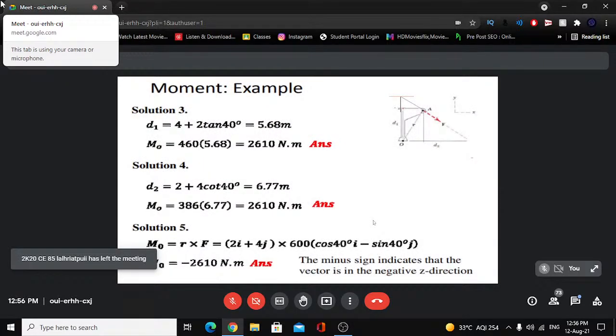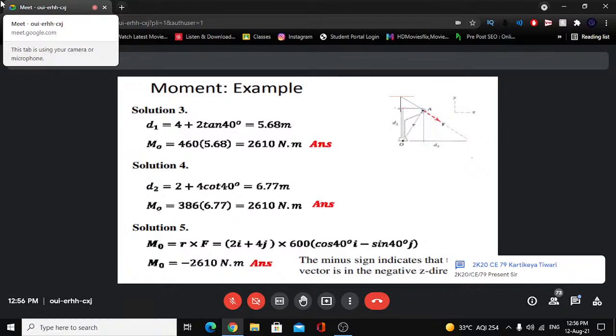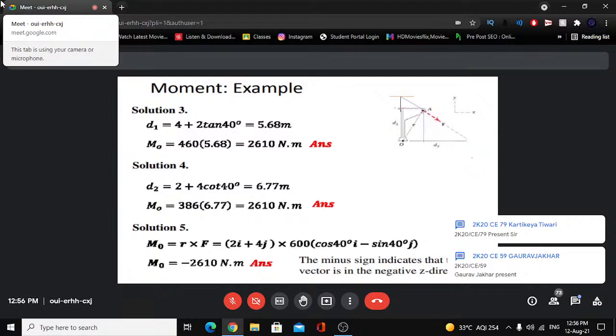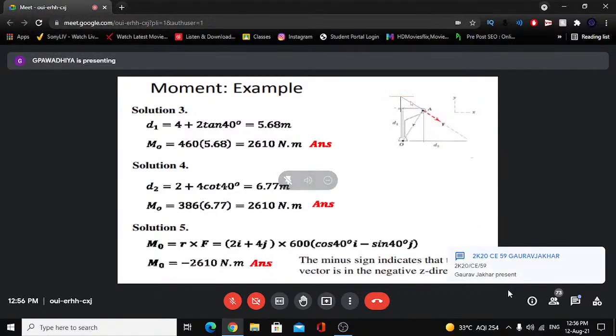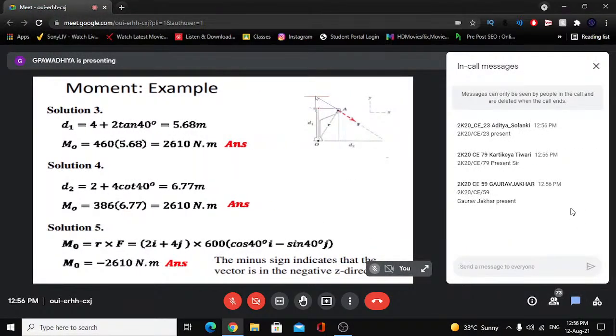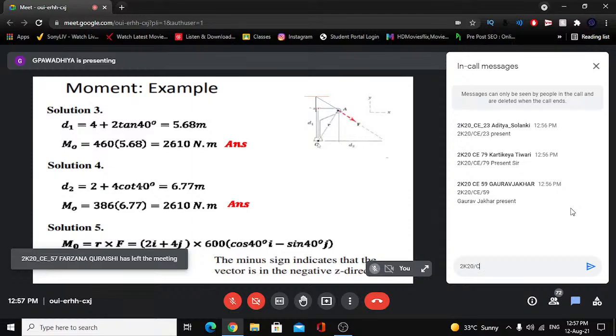There's another approach that is also a very interesting geometry approach. What we can do is extend the line of action of F from A to meet a vertical from O at some point here. Say this distance is D1 from O. If we take the components of F along horizontal and along vertical, the vertical component will pass through O and will not cause any moment. Only the horizontal component will cause the moment, multiplied by D1.